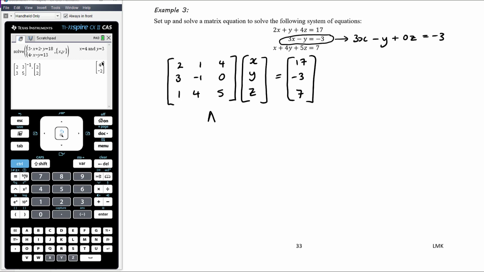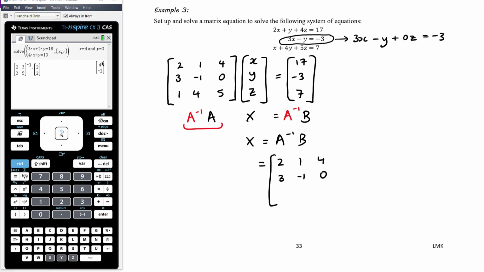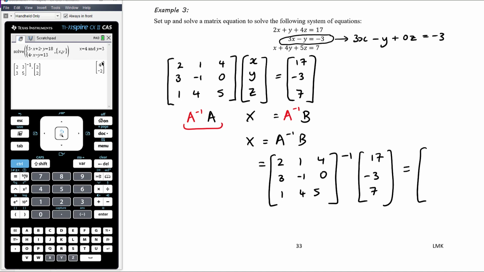Now I know if I've got A times X equals B, I need to pre-multiply by the inverse in order to get rid of A from this side of the equation. So I know that X is the inverse of A times B, which in this case is going to be the inverse of 2, 1, 4, 3, negative 1, 0, 1, 4, 5. So it's the inverse of that multiplied by 17, negative 3, 7. And so I can get my CAS to do that matrix multiplication for me.